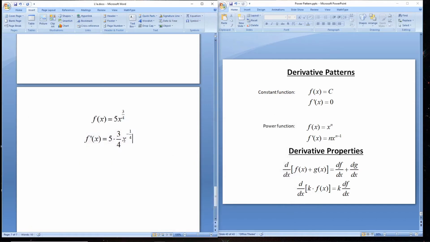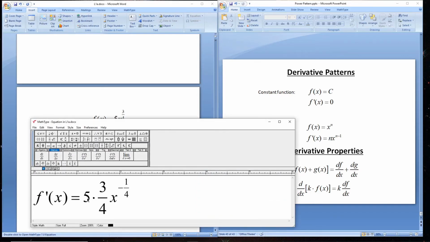And that's our derivative. We'll clean it up a little bit because 5 times 3 is 15. And while this is a perfectly acceptable answer, MyMathLab wants positive exponents. So let's do that, which means x to the 1/4 will drop into the denominator to make that a positive exponent.